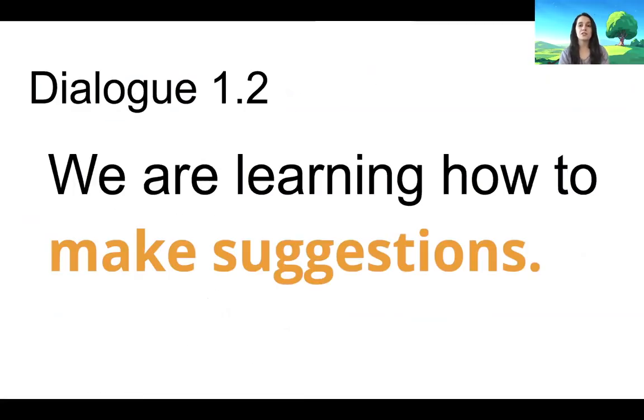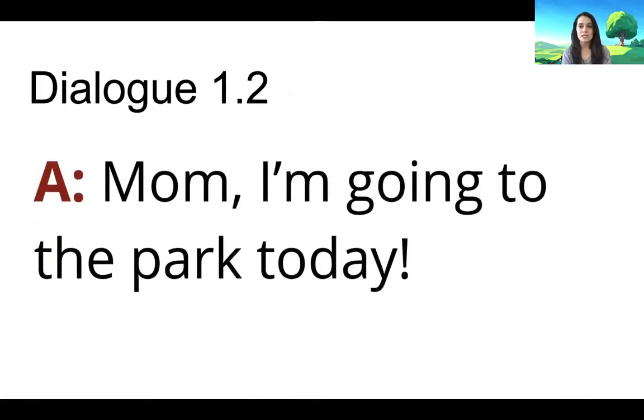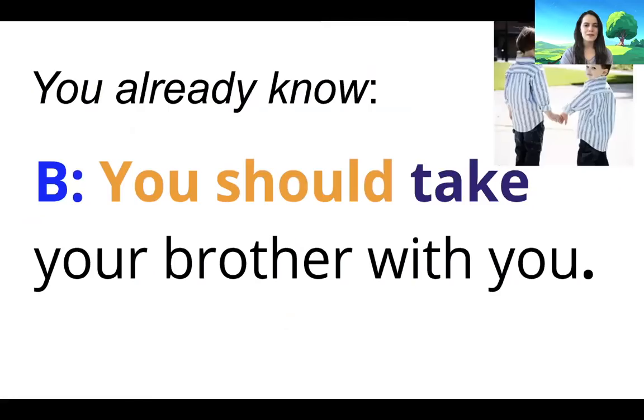For dialogue 1.2, we are learning how to make suggestions. What is a suggestion? I'll teach you right now. Here's an example sentence. Mom, I'm going to the park today. So this is what an American park might look like if you have never seen one. Oh, let me move my screen. Mom says, you should take your brother with you. Now, I think you already know how to say should. This is what it means to suggest something. You should do this. You should go there, like this.